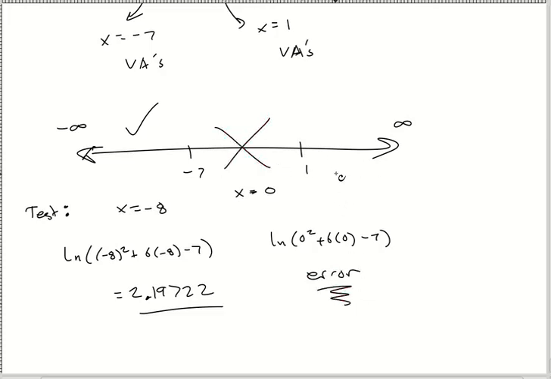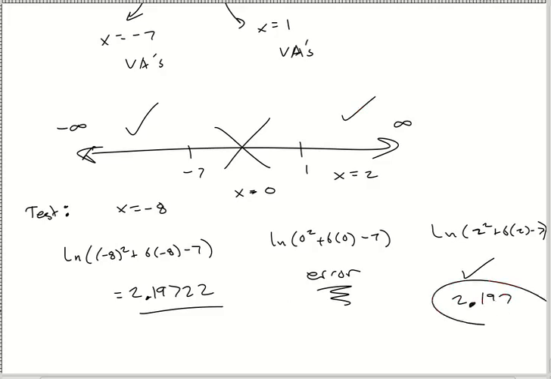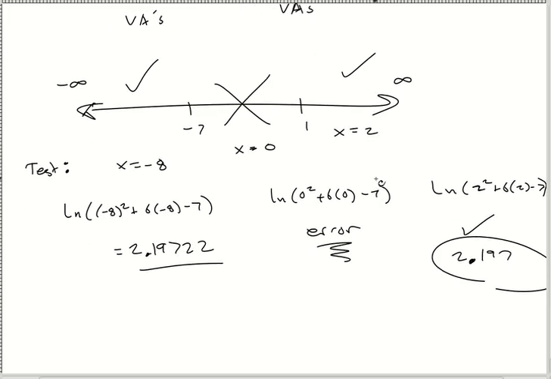Okay, what's an easy number that's more than 1? 2. Plugging it in, and, well, it works. Great. It's 2.197, actually, I wrote that one down. Did I get the same number twice? That's kind of weird. Whatever, it doesn't really matter. It works. That's all I care about.